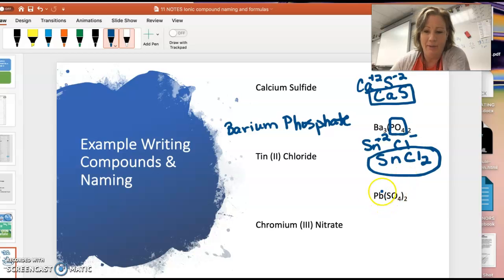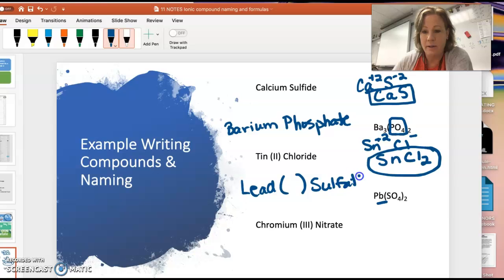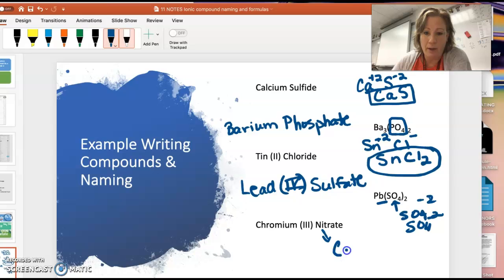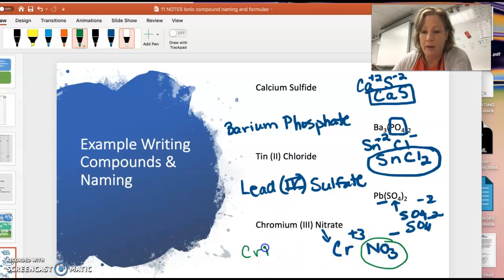I think we did this one, but this is going to be lead, and then something, and then sulfate. So I would look, and I know that sulfate from my chart is -2, and I have 2 of them. So that means this has to be the +4 kind of lead. And then lastly, I've got chromium +3 because of the Roman numeral. Nitrate is NO3 negative. So I'm going to crisscross, or I'm just going to think, okay, that means I need 3 of this guy. So I'm going to come over here, NO3, parenthesis 3.